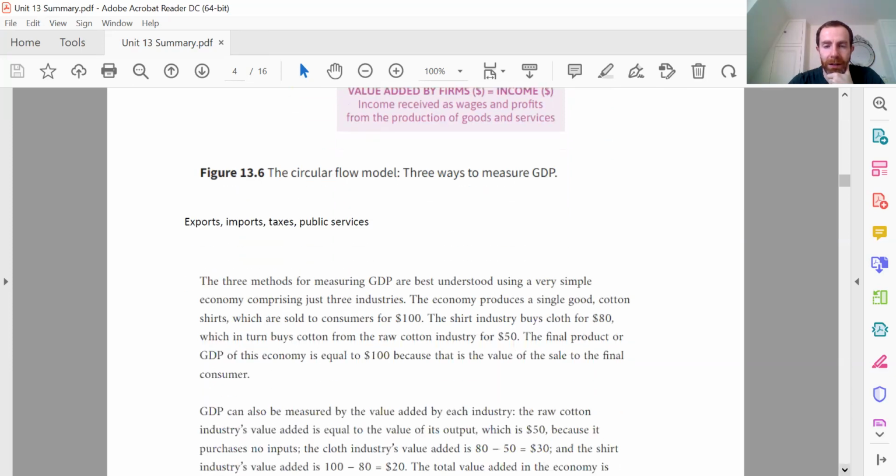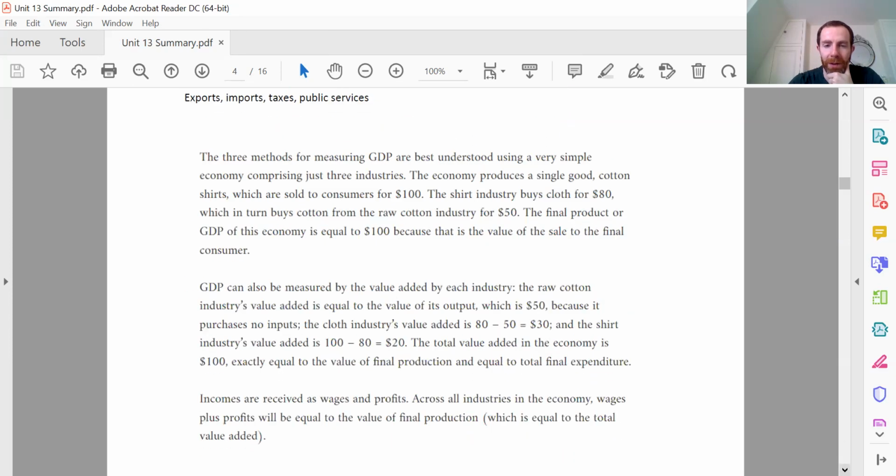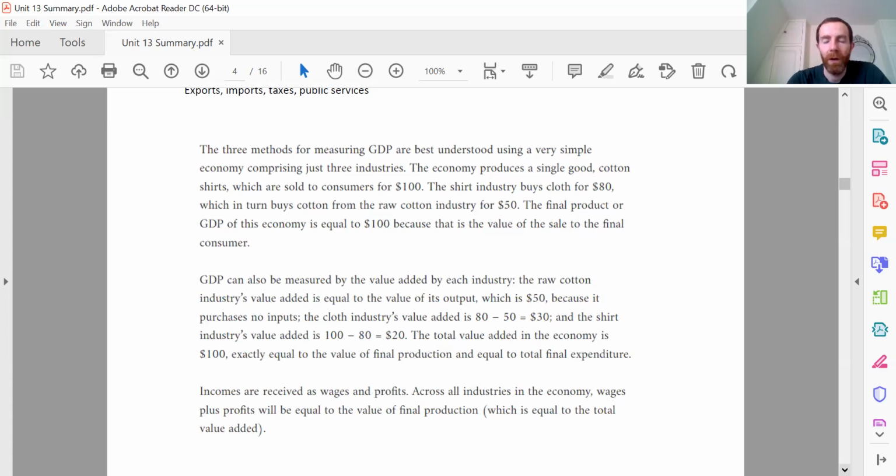So this is the example that I was talking about, which I think gives us a good way of understanding the three different ways of measuring GDP. The first paragraph here sums up the spending method really simply. If we have an economy that produces just a single good, the final good produced in this economy is cotton shirts, and those are sold to consumers for $100. So there's the expenditure, $100. There's our value of GDP. We just look at the expenditure on the final product.